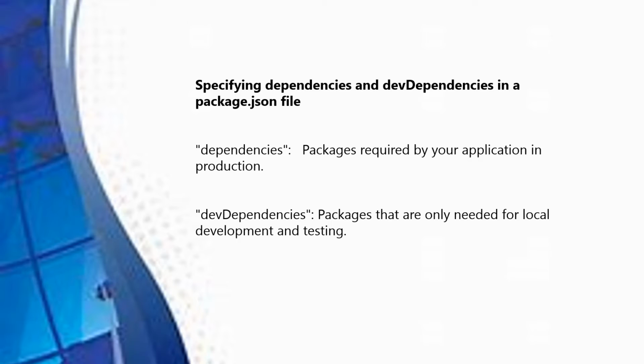To see which version of a package will be installed, use the semantic version calculator. Dependencies are packages required by your application in production, and dev dependencies are the packages that are only needed for local development and testing.